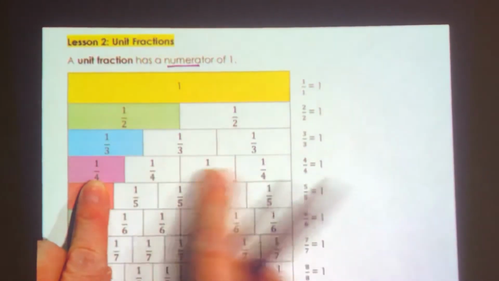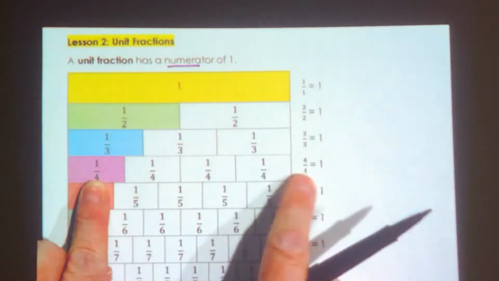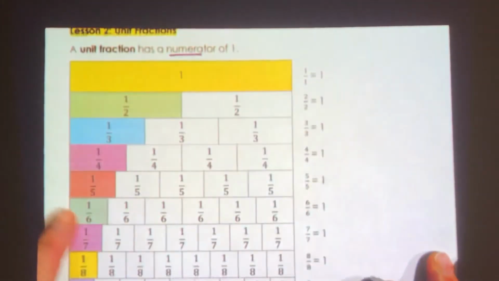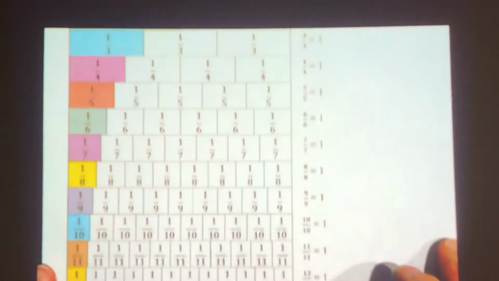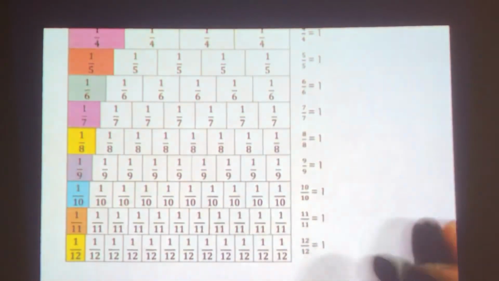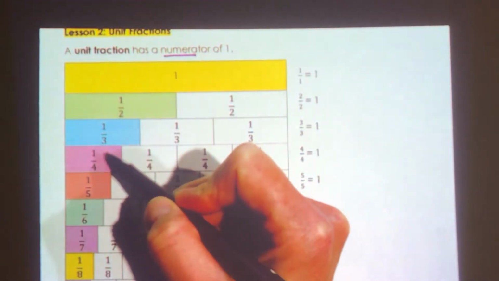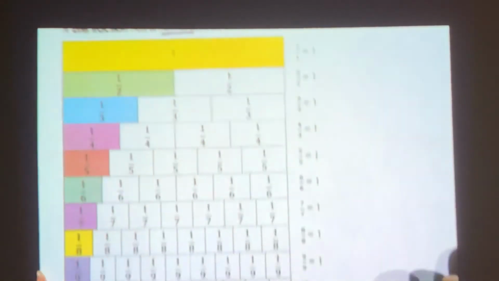If I have 4/4, if I have all of those pieces, that would mean I'd have the entire bar. Same thing for 5ths, cut up into 5 pieces, 6ths, 7ths, 8ths, 9ths, 10ths, 11ths, and 12ths. And if you notice, as we go, as my denominator gets larger, the pieces get smaller.